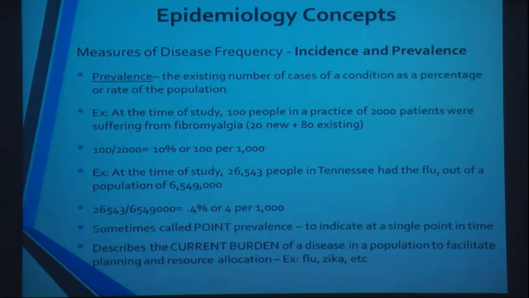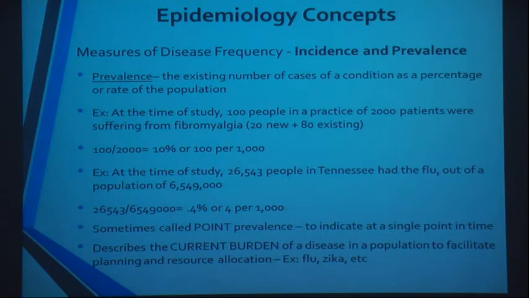All right, prevalence is different. This is the existing number of cases. So for a chronic disease like fibromyalgia, we're looking at making sure we include the new cases plus the existing cases. Okay, so in that case, the prevalence is going to be much higher than the incidence. All right, so if we look at the flu, however, okay, look at that, much, much smaller.